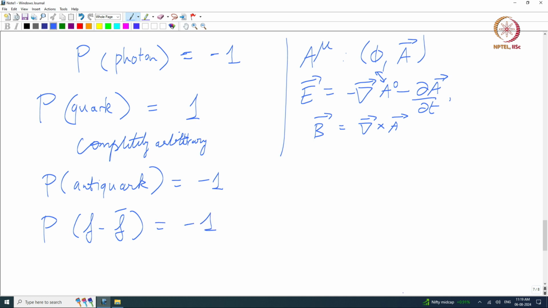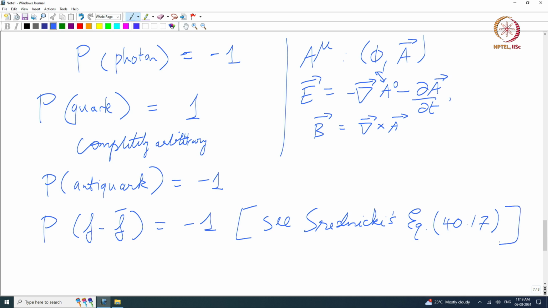That's much harder, that's very hard to actually explain in the course. We can probably take it up in some tutorial session or something, but for why this comes about, I would point you to Srednicki's QFT book, probably it is also in Matt Schwartz's book, but I think Srednicki explains it in good detail. Go look at the 40th chapter, equation 40.17, for why a fermion antifermion pair has an intrinsic parity of -1.